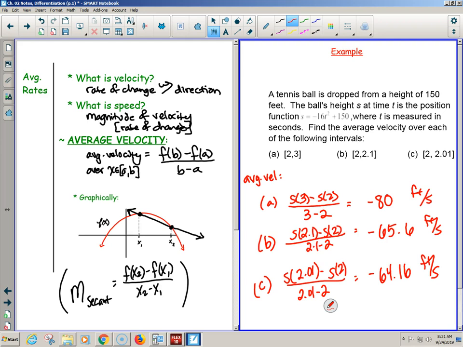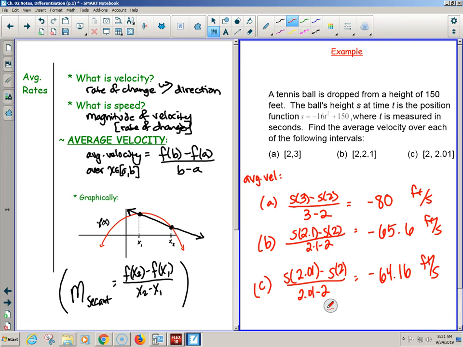Is this average speed or average velocity? Velocity. What's the difference between velocity and speed? Direction. Direction is included in velocity and not included in speed. They both have to do with rates of change. They would both be measured in feet per second. But guess what the average speed would be for A?